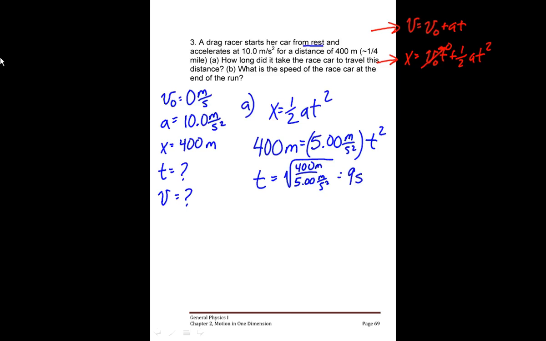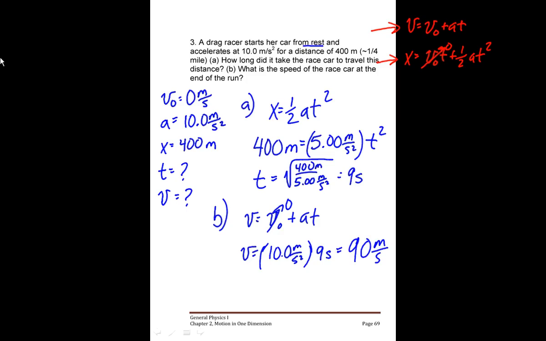And then I want to know what is the speed of the race car at the end of the run. Well, it's just v is equal to v naught plus at. V naught, as we said, is 0, so v is just equal to a times t. That's 10 times t. That's going to be 90 meters per second. That's about 200 miles an hour, just for reference. About 45 meters per second is about 100 miles an hour. Okay, so that's number 3.